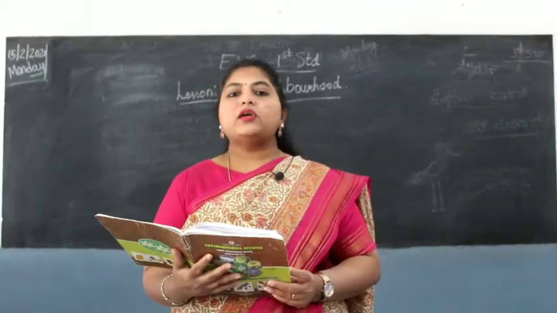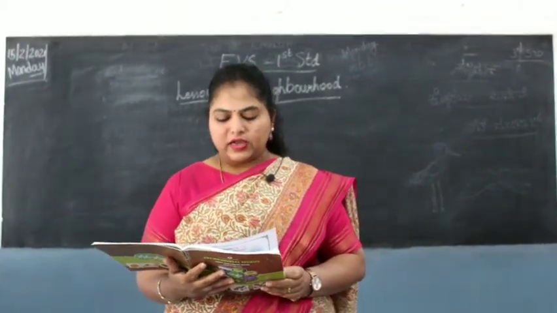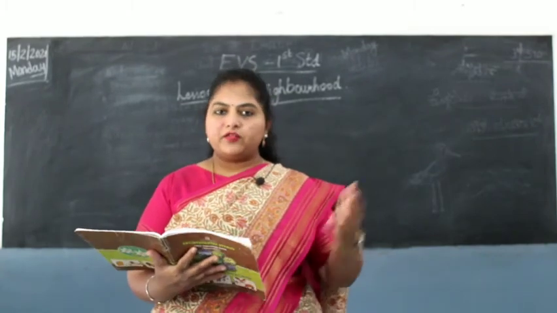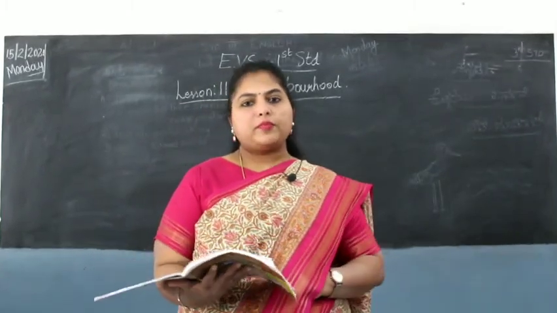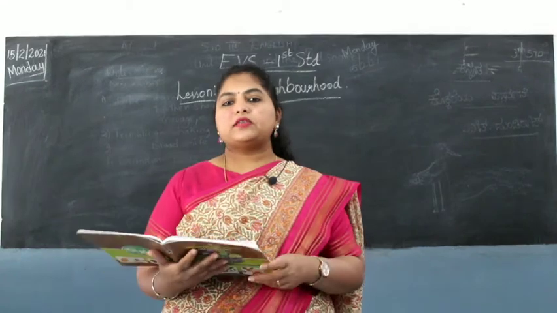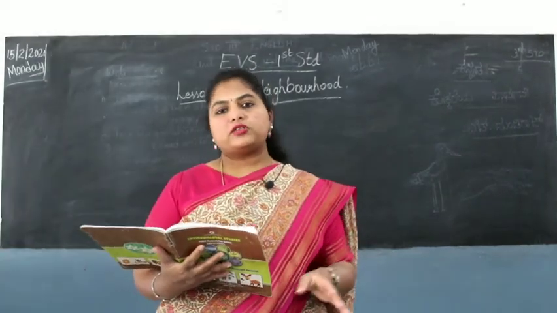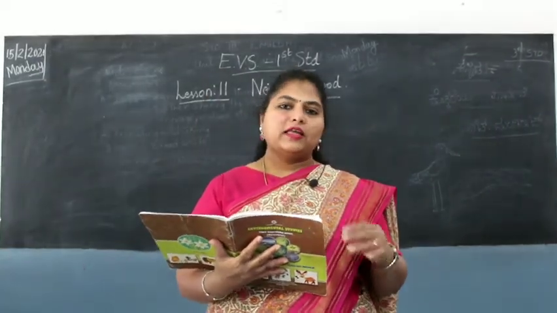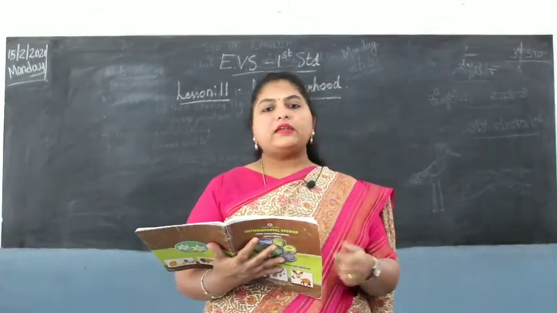He feels nice, so he stops crying. So why does Ravi stop crying? A lady from the neighborhood, maybe his neighbor, comes and pacifies him and says, don't cry, my dear, you're all right, you're not hurt, it's fine. Then he stops crying. So we need neighbors around us.